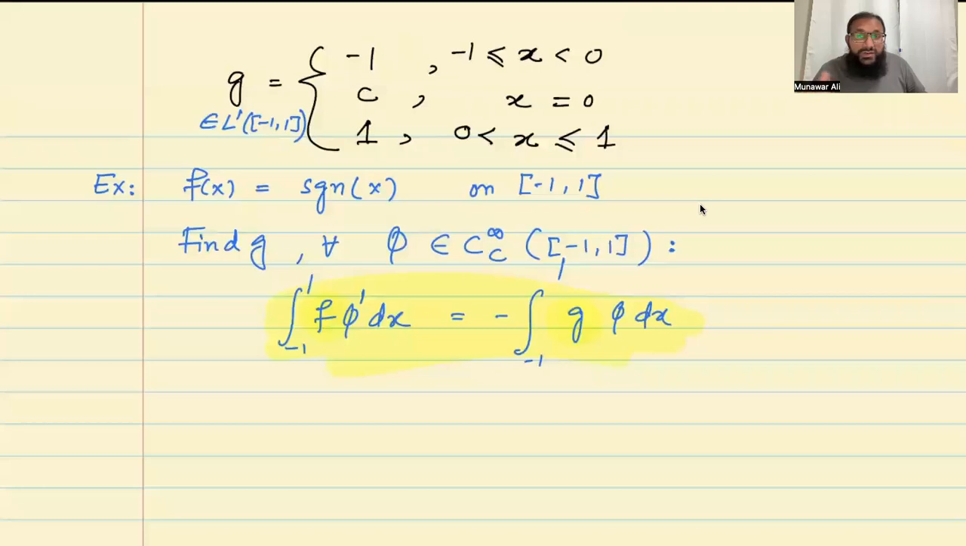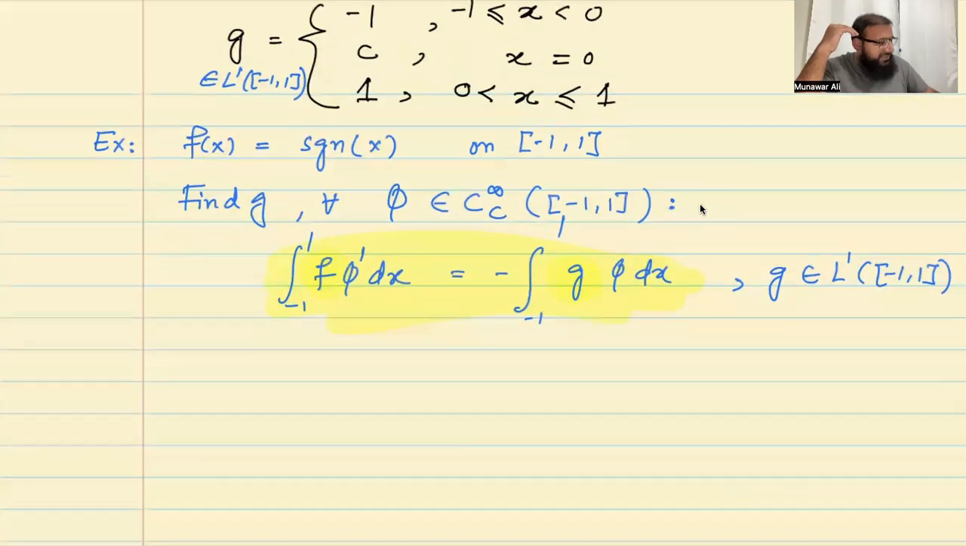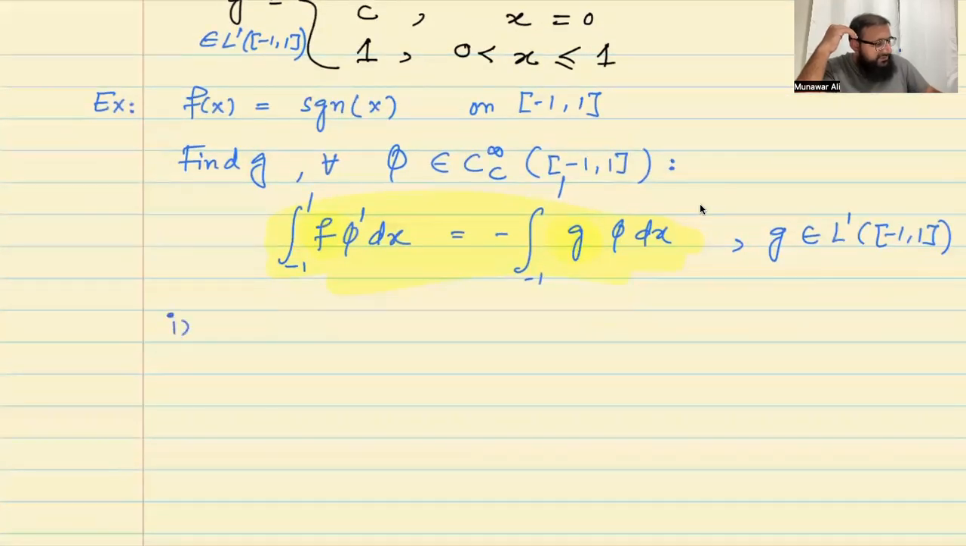Now we have to find out what that g is. If we are able to find the g, then we are done. But we have to keep one thing in mind: g must be in L1 of whatever domain you have. So this L1 condition is really important. I gave you an example of what function is L1 and what function is not L1. We can discuss some examples.